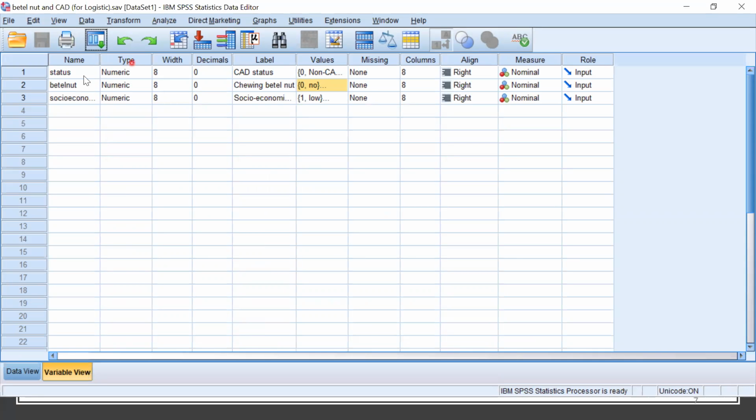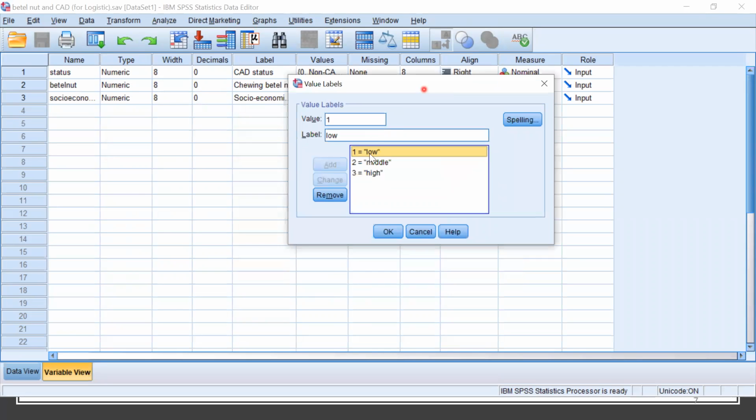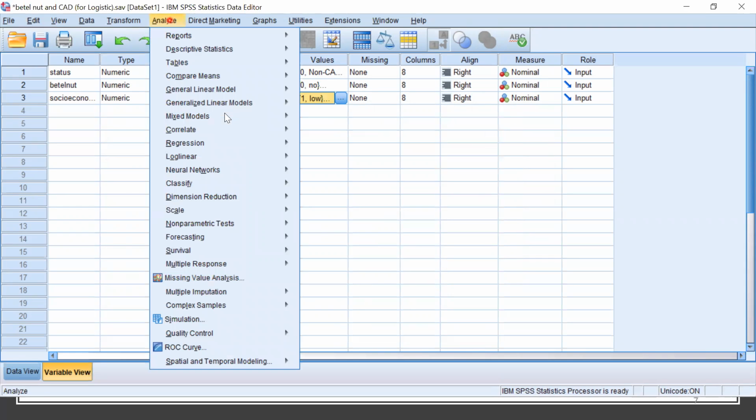In our next example, we will take another variable, which is socioeconomic status. It has three categories: low, middle, and high. For this three-category variable, we have to make one category the baseline, and for the other two categories, the odds ratios will be produced. So this will be clear when we run the logistic regression analysis.